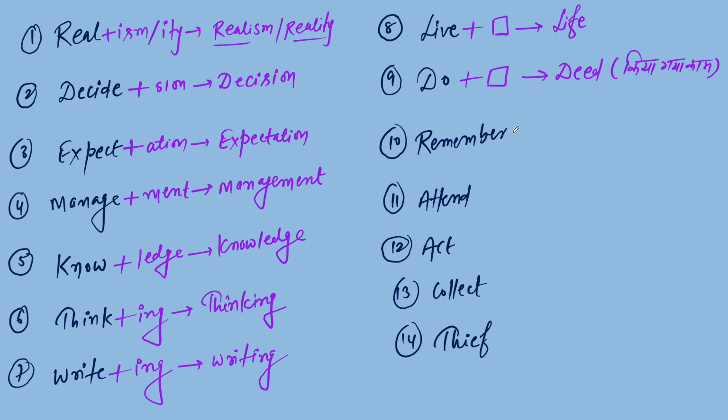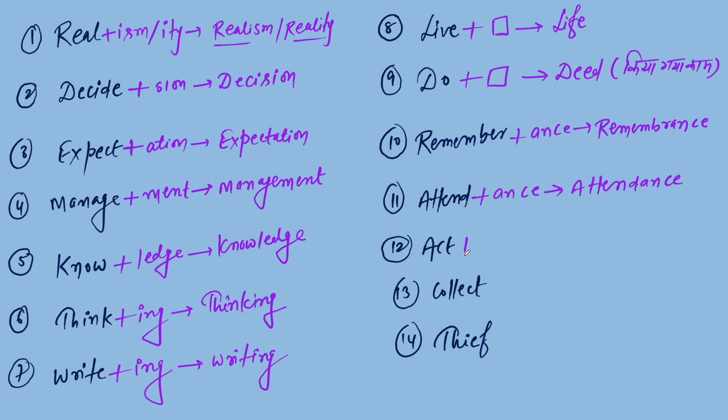Is it clear? Okay, tell me, what should I add with this word? Remember. Tell me. Yeah, so it's ANCE. Then it will be remembrance. Okay. And what should I add with this? Yeah, of course I will use ANCE. Good. So attendance.